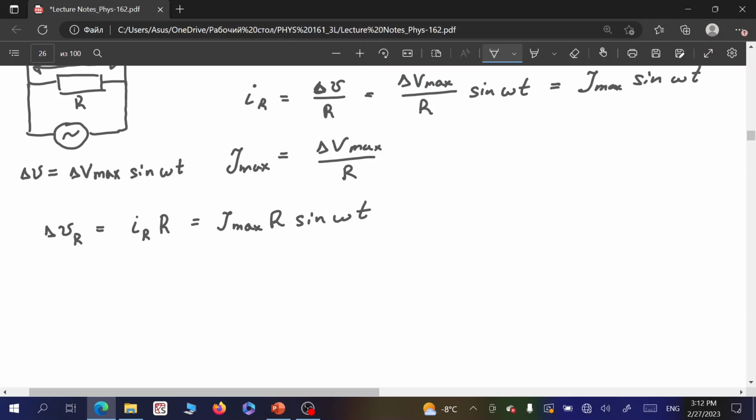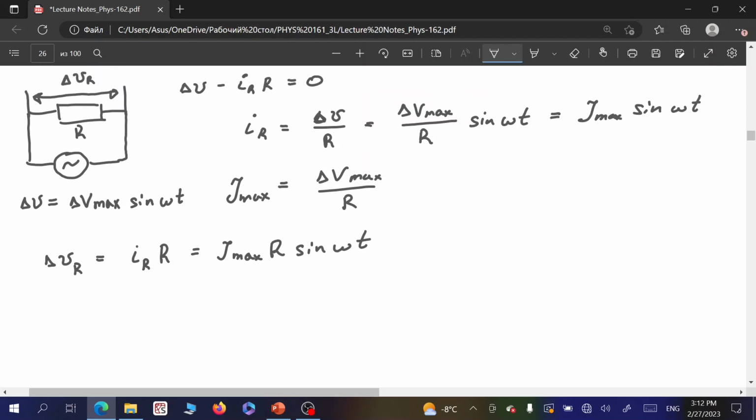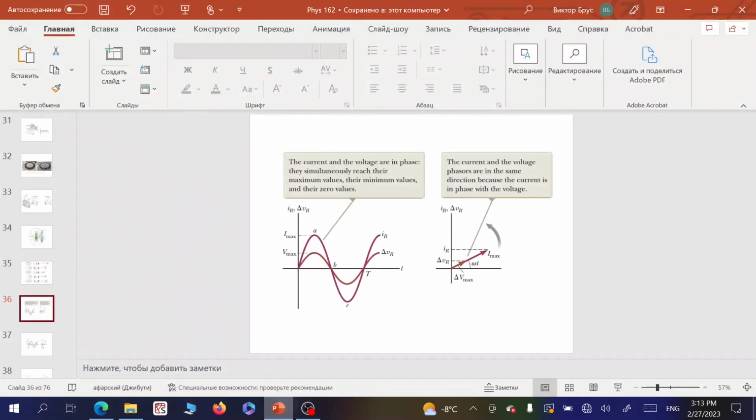So now we see that the voltage over the resistor and the current through this resistor are in phase. So there is no phase shift between these two. They are described by the same time-dependent functions. So now let me share the screen with you.